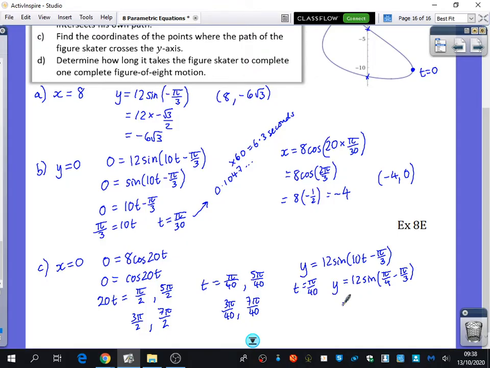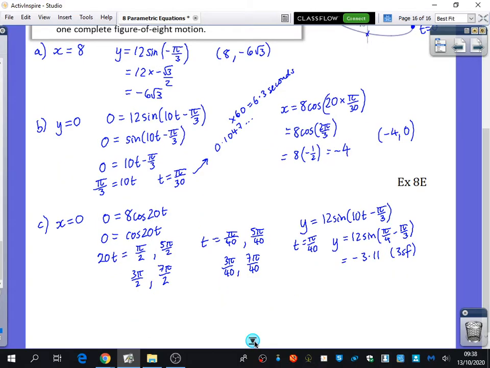And I'm just going to be a bit lazy and just put that in a calculator because that's quite a lot of work. So that's the 12 sine of this minus this. And you do get it in an exact form, but I don't think we need to give this an exact form here. I'm just going to say this gives me, when I did it, minus 3.11, and that's to 3 significant figures. Did everyone else get that as well? So we're going to do the same for the other values.